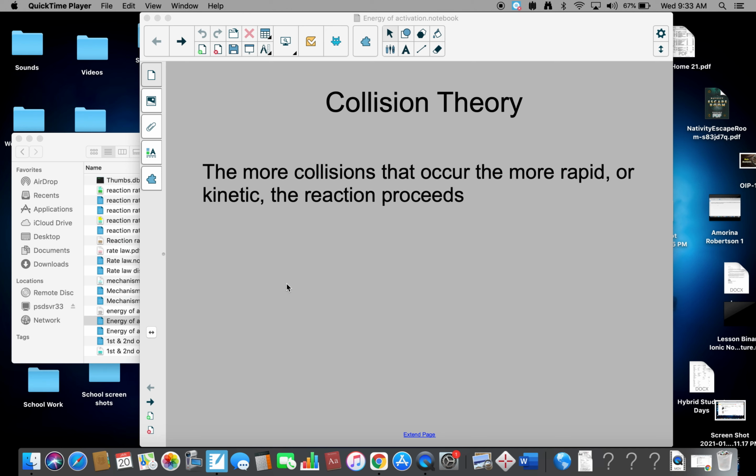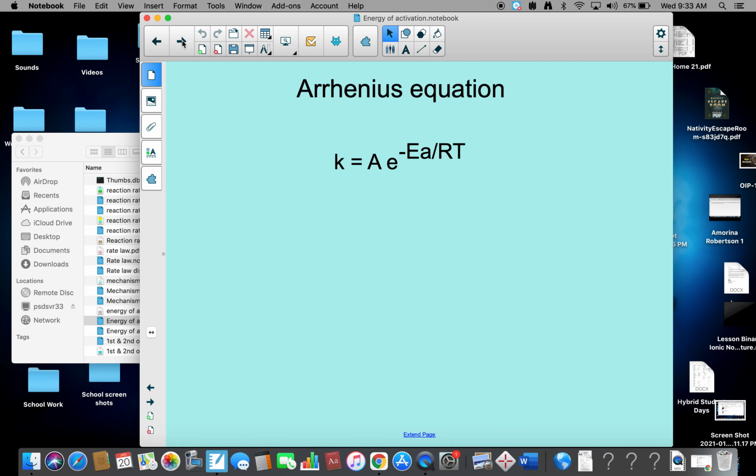In the fascinating world of chemistry, we're looking at collision theory and later into energy of activation. Collision theory says the more collisions occur, the more rapid or kinetic the reaction proceeds. So, Arrhenius first came up with the concept of collision theory where k is our rate constant, A is the number of collisions that take place, E sub A is the energy of activation, R is a constant, and T is the temperature in Kelvin.